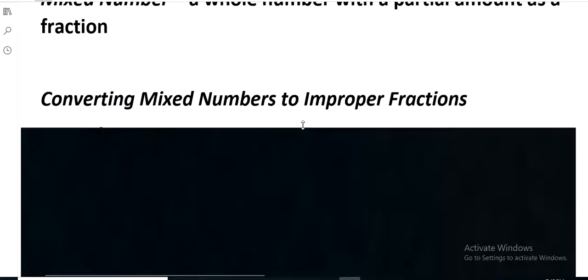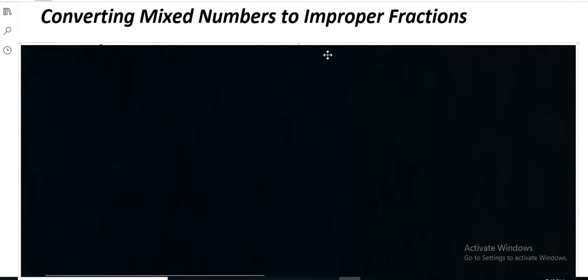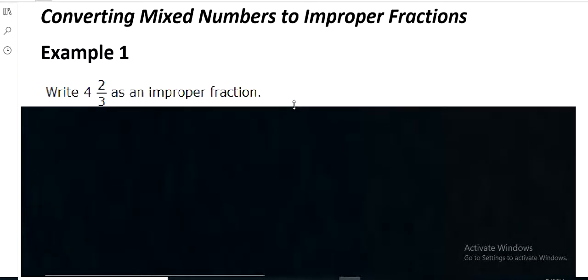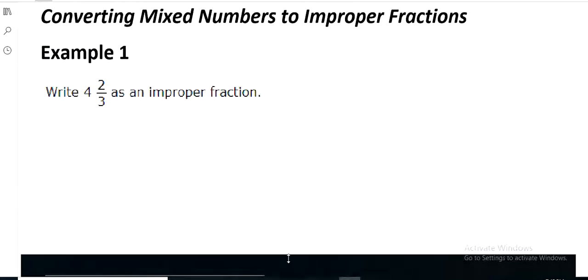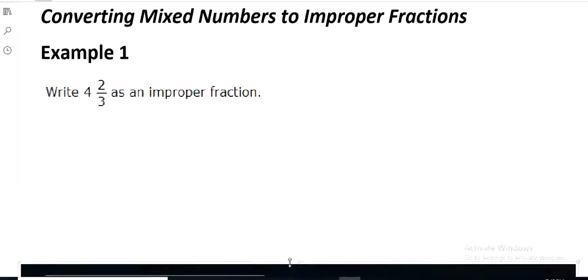So first we will go from a mixed number into an improper fraction. We're going to do one example. Make sure you write out all the steps just as I have, so when you're looking back at your notes, it all makes sense where one thing came from, because it can get a little confusing. So example 1 says write 4 2/3 as an improper fraction.